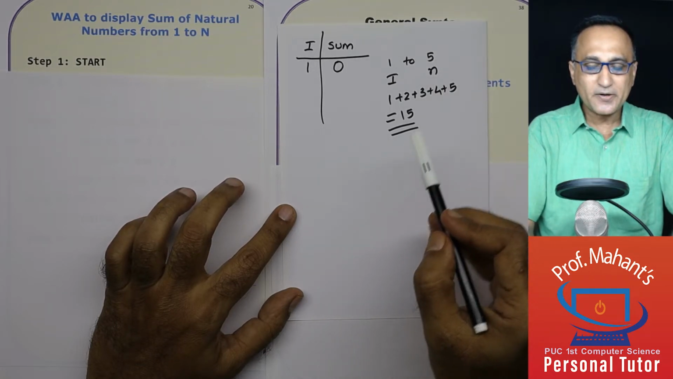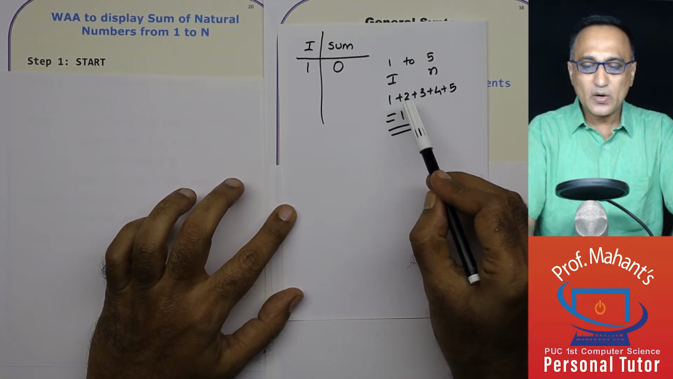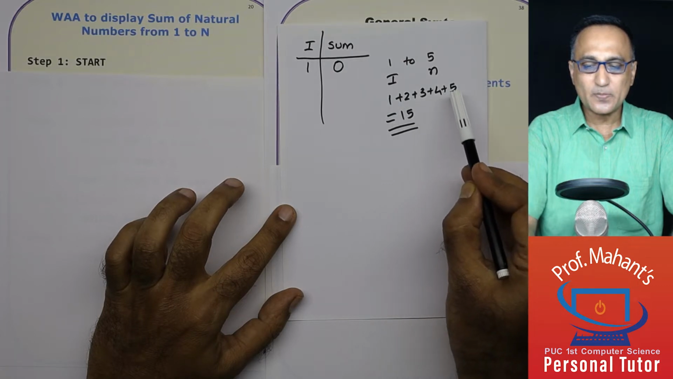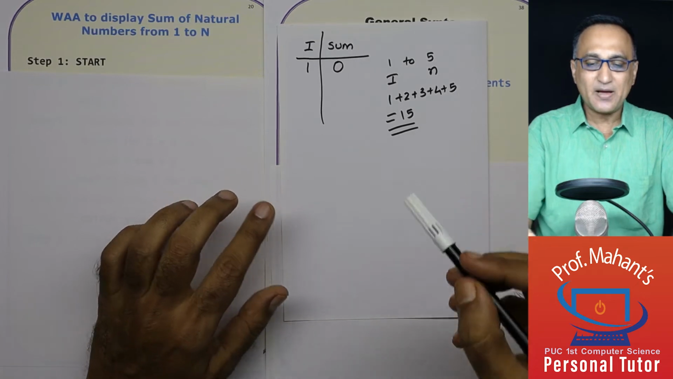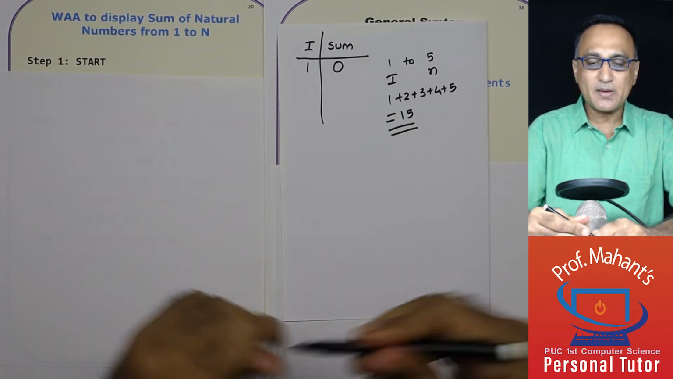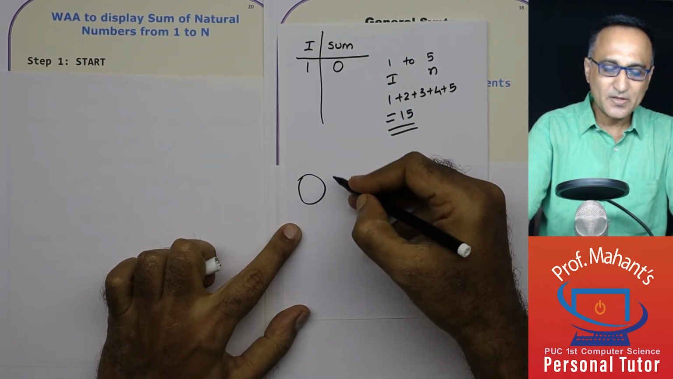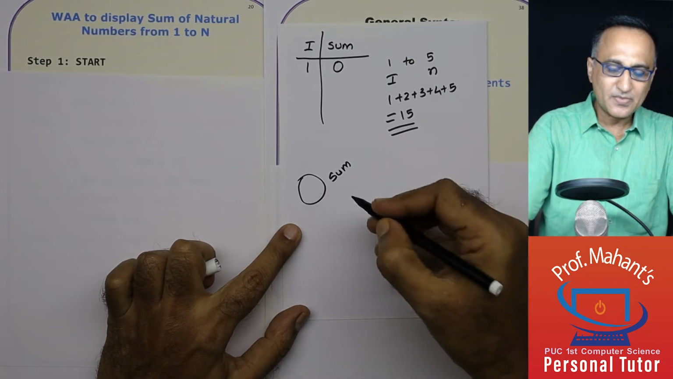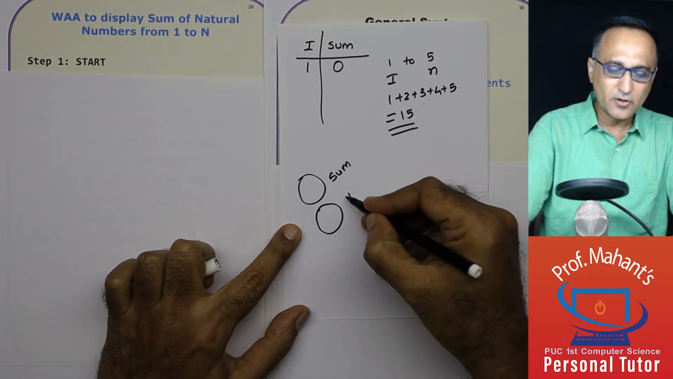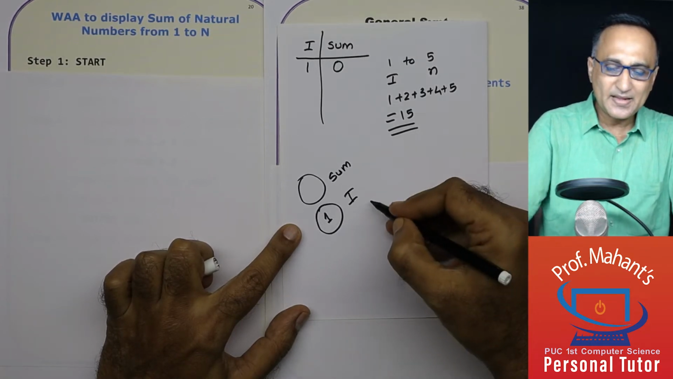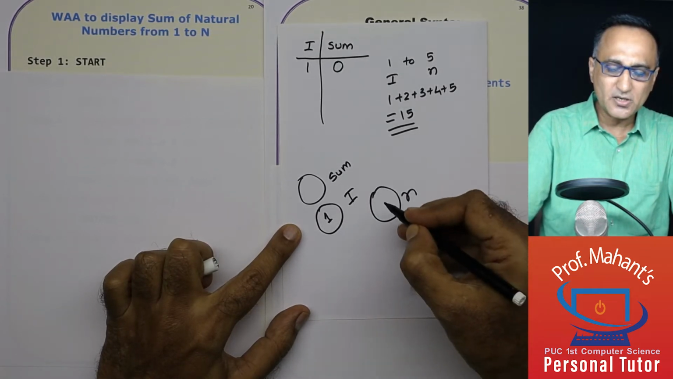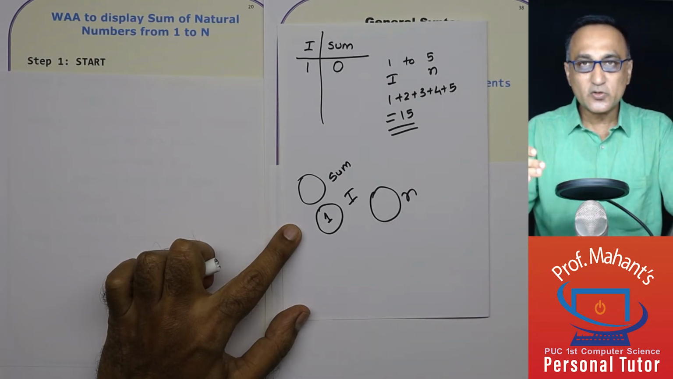So what I am required to do is add 1 plus 2 plus 3 plus 4 plus 5. Now in order to store this sum, I require a variable or a memory location called sum. So this fellow sum is one memory location. This fellow I is one memory location with the initial value 1. And n is another memory location whose value the user is going to tell me.